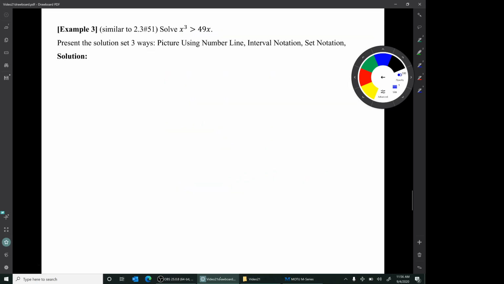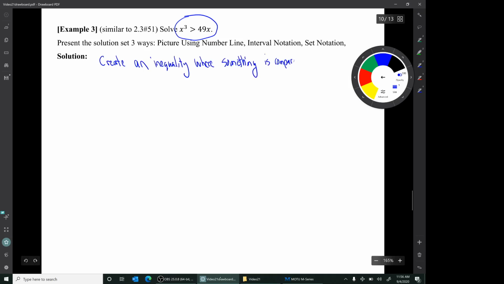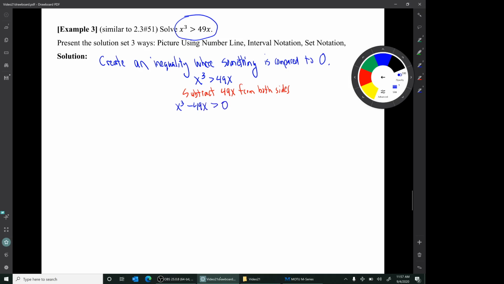Here's a similar example, example 3. Solve this inequality and present the solution set 3 ways. Well, I'm going to follow the same method of creating an inequality involving something being compared to 0. So that would be done by just rearranging the given inequality. So there's an inequality where we compare a function to 0.